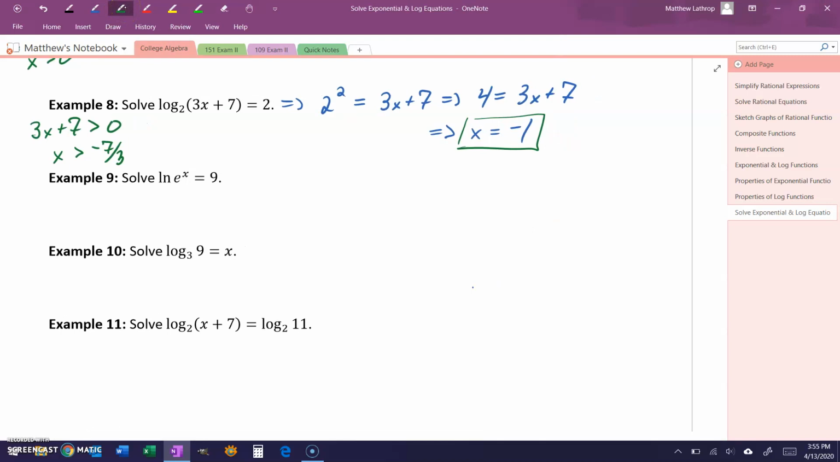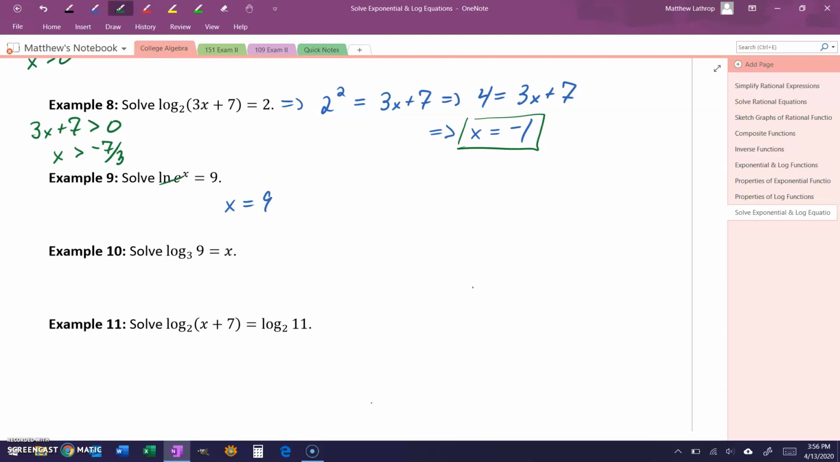In example 9, we have the natural log of e raised to the x power. Logs and exponentials are inverse operations of each other, meaning those will just cancel out, giving us a single solution of x equals 9.